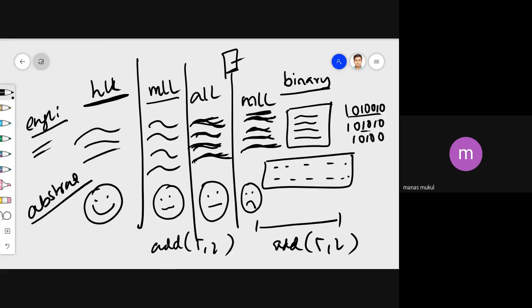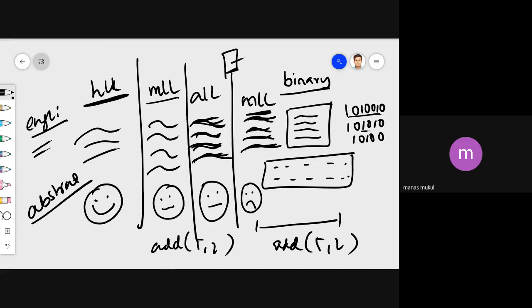So the whole point is about this word called abstraction. High level means a lot of detailing is left out, but machine level and assembly level mean that all the small tiny things also need to be programmed.